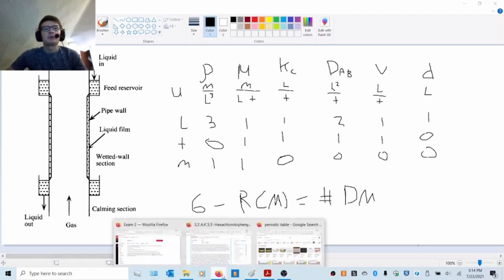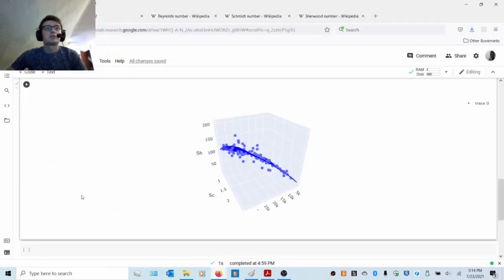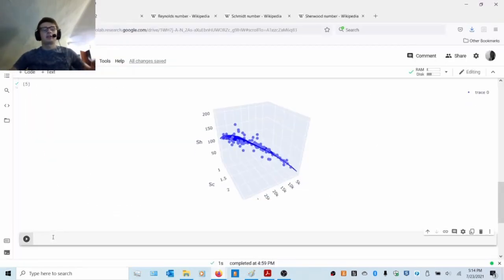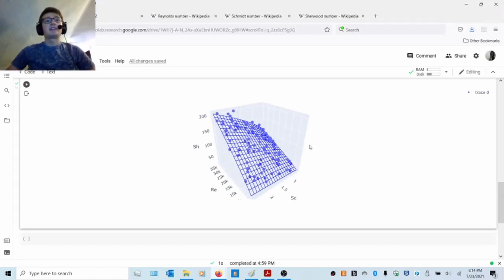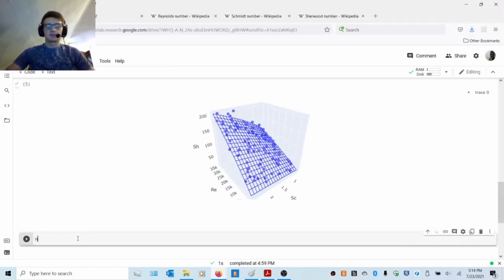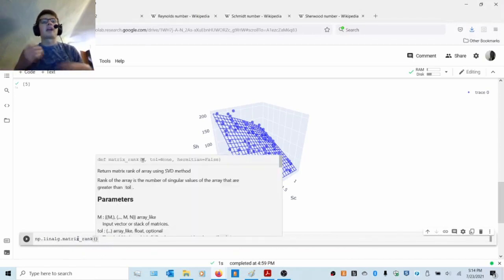So we need to get the rank. Well, we could solve that by hand, or we could just go to Colaboratory, and it has a function built in to do that. So this is the plot we're going to build at the end, kind of a sneak peek. I'll take a look at it in a second as well. But, yeah, so we're going to do linalg.matrix_rank. And this is just a rank solving function.